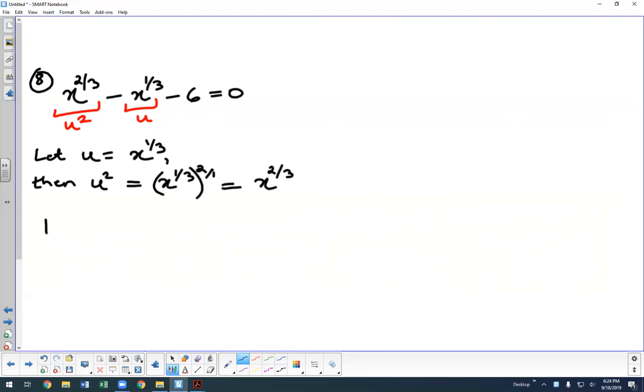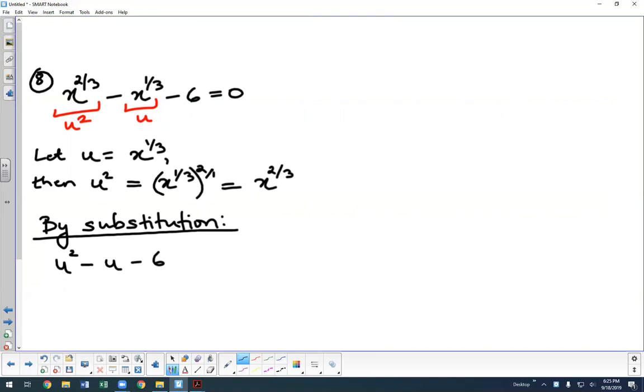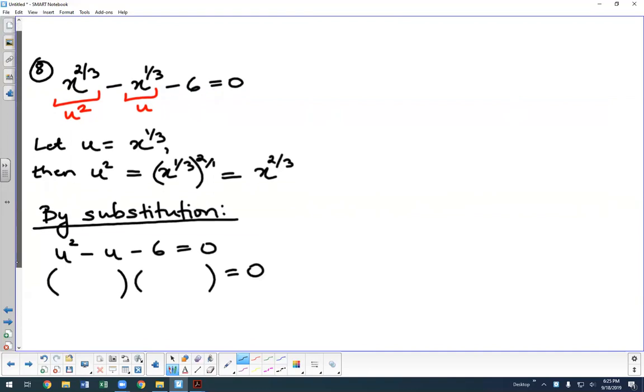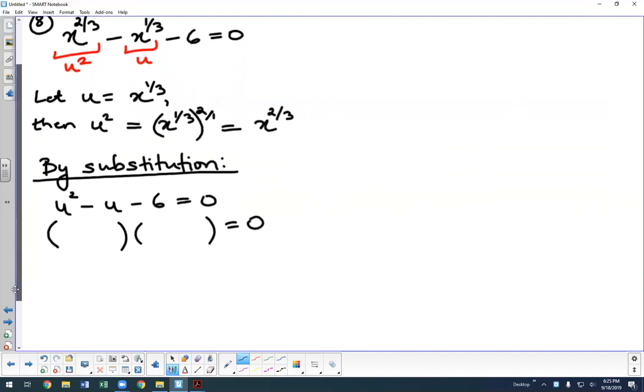So let's go back and do our u substitution here. This becomes u to the second power minus u minus 6 equals 0, because I have no leading coefficients in front of any of those. So you just have u squared minus u minus 6. And again, you will be able to factor these. It's u minus 3, u plus 2.